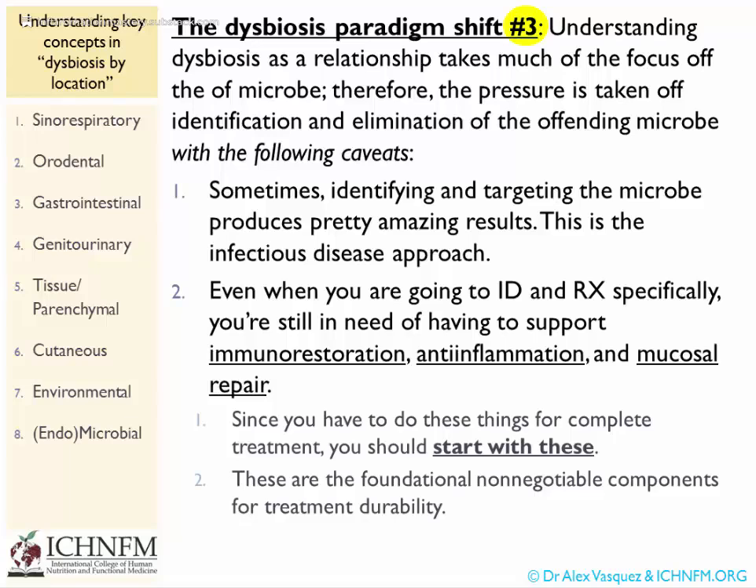So let's work on supporting immunorestoration, anti-inflammation, mucosal repair. Let's do that on day one. Then if the patient's not better in about a month or two, then we can move to the infectious disease approach and look for specific results on specific tests, and then address those test results that have identified specific microbes by using specific interventions. Whether that happens to be a botanical or a nutrient or a drug, we can leave that to the decision at the time.